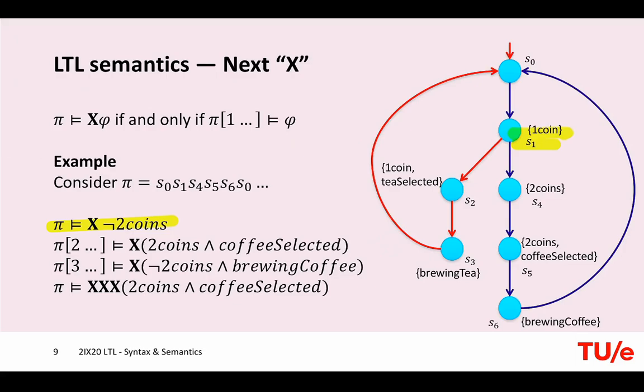We could also say the path from position 2 onwards, so the suffix starting in S4, satisfies in the next state 2 coins and coffee selected. So S4 satisfies in the next state 2 coins and coffee selected because S5 satisfies 2 coins and coffee selected.